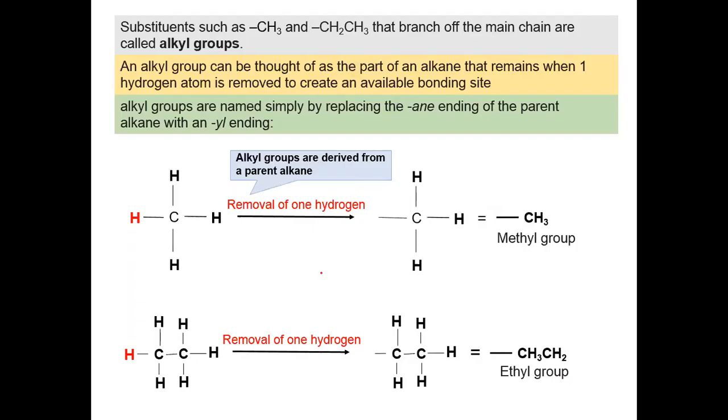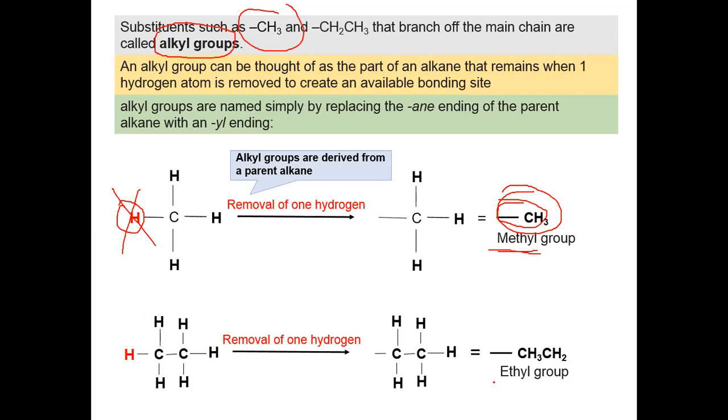One more thing we need to know is substituents such as CH3 or CH2CH3, which are alkyl groups. These are called alkyl groups. For example, one of the hydrogens in methane might be substituted with something. If we remove one, it's going to be CH3. This CH3 is an alkyl, which is the methyl group. It was methane, but after we removed one hydrogen, it became a methyl group, okay?